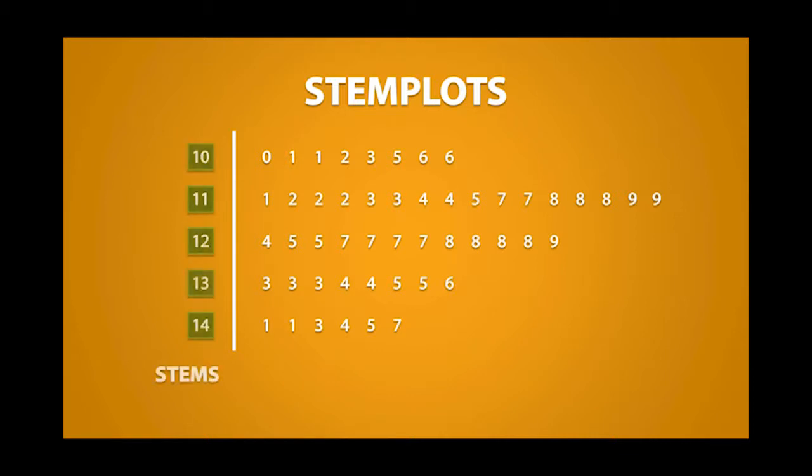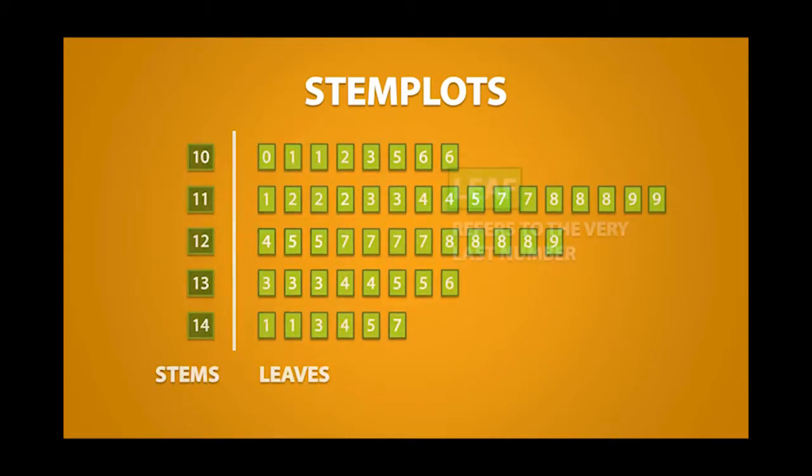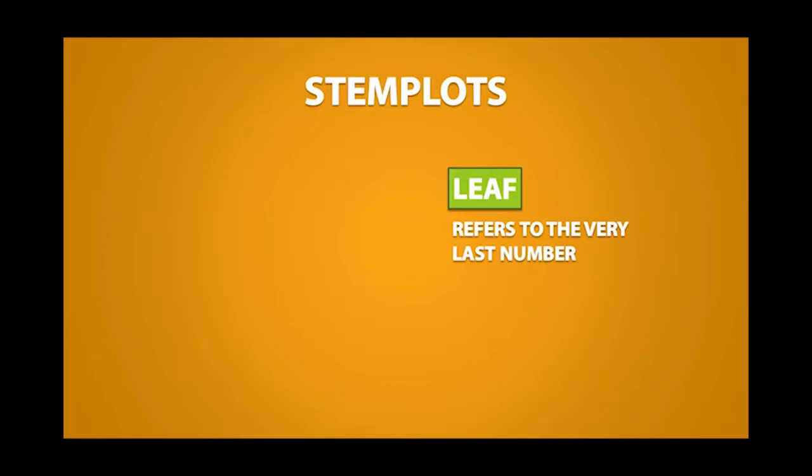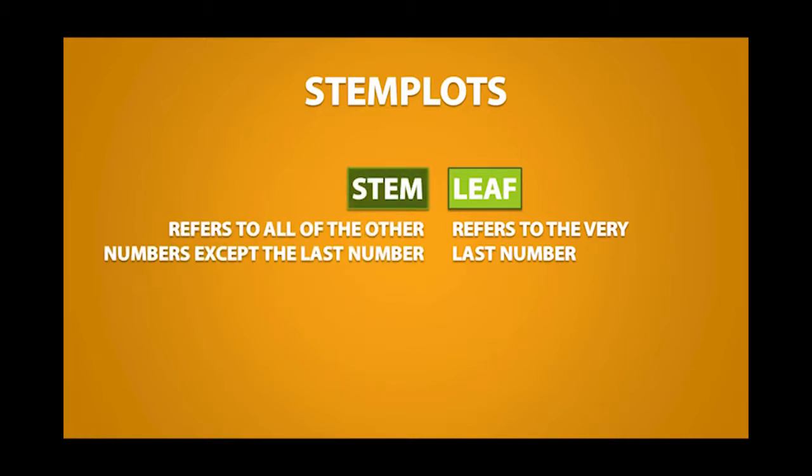Now stem plots are like histograms, except they show each data point. Stem plots consist of stems and leaves. A leaf refers to the very last number, and a stem refers to all of the other numbers except the last number. Stems and leaves are usually separated by a line. For example, let's look at the number 117. The leaf is the last number, so this would be 7. The stem is all of the other numbers, so the stem is 11. On a stem plot, this would be written as so.